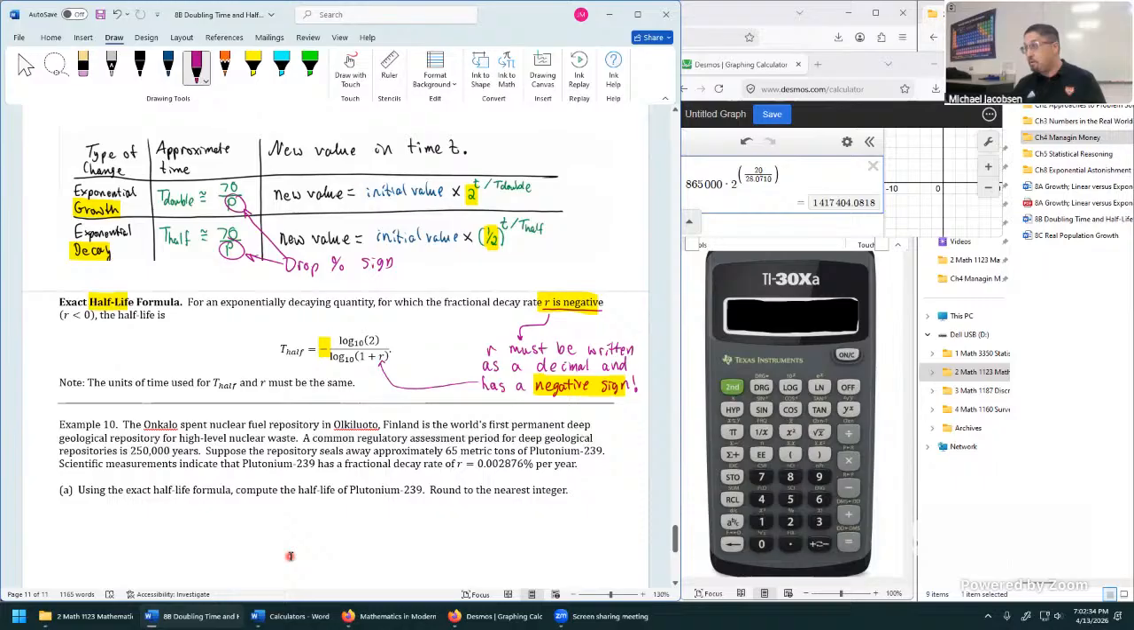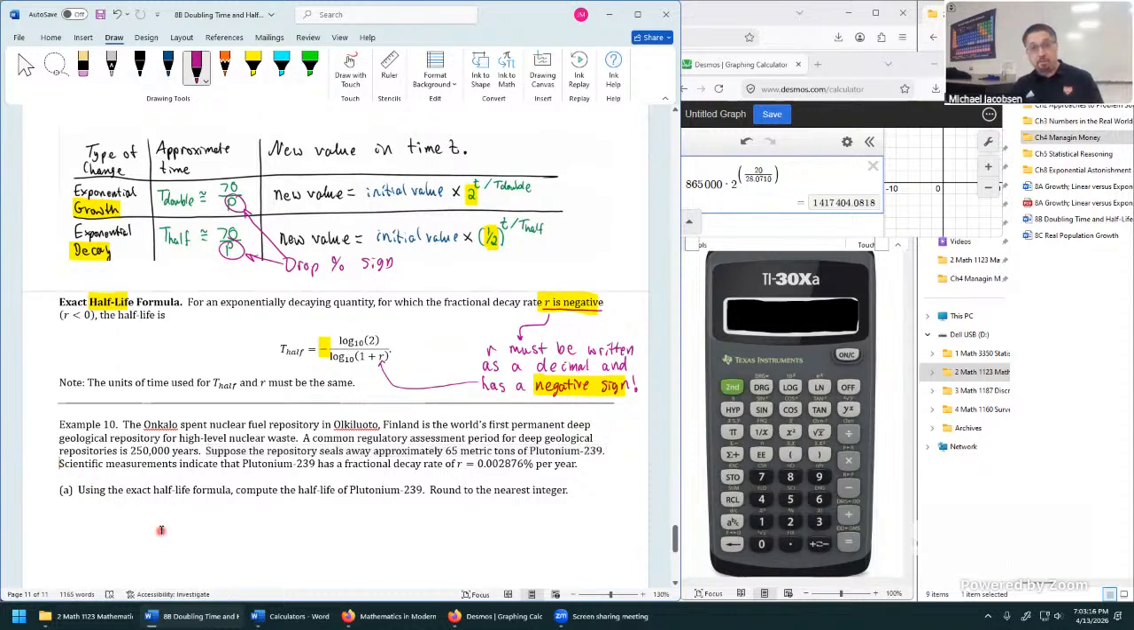It says next, suppose the repository seals away approximately 65 metric tons. A metric ton is 1,000 kilograms. Had a brain sleep right there. So 1 metric ton is 1,000 kilograms, and we have 65 metric tons. 1 metric ton weighing about the amount of a small compact car. 65 metric tons of plutonium-239 is being sealed away. So we're going to say our initial time is today, right now. The vault is closed. We've sealed away this spent nuclear fuel, plutonium-239.